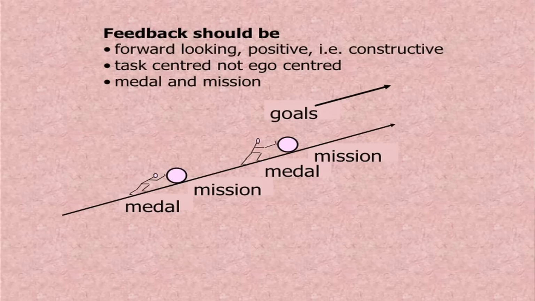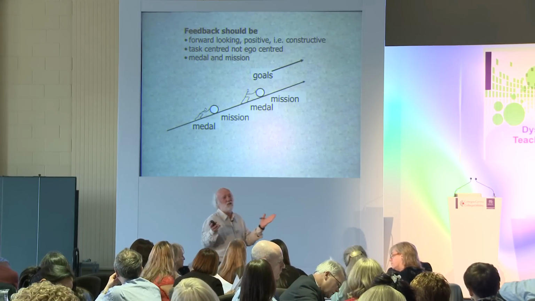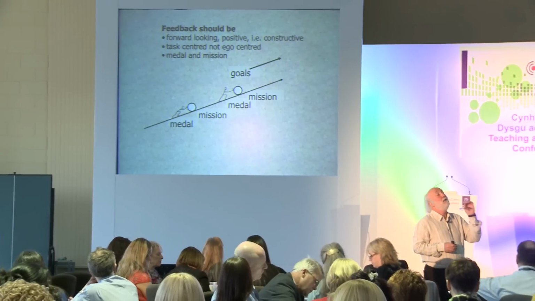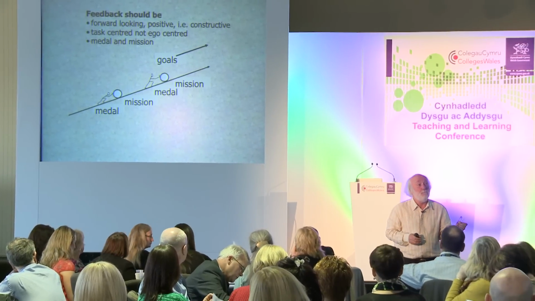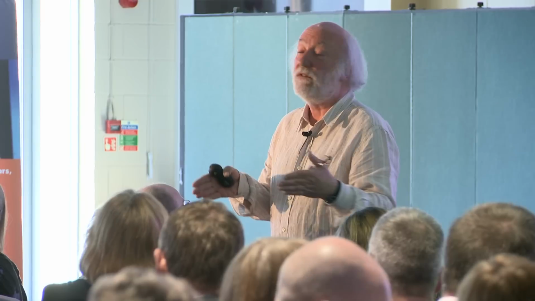One last thing about the feedback. The research shows that three characteristics are very helpful. One is that it should be forward-looking and positive. Yeah? If a student does a piece of work and there are spelling mistakes all over it, it's better to say, next time, use a spell check, or next time, use a dictionary, than it is to say there are a lot of spelling mistakes in this piece of work.